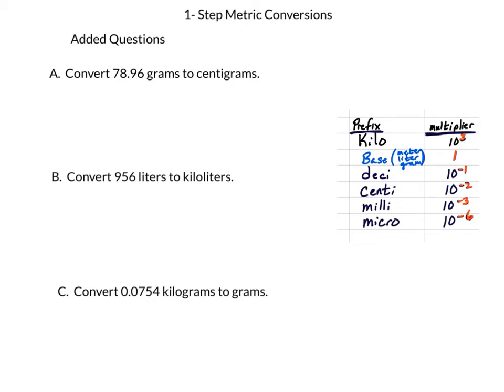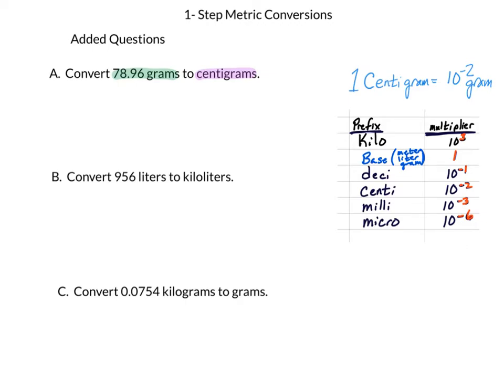Okay, so we're going to start with what we know, which is that we have 78.96 grams of whatever the substance is, and we're going to convert that over to centigrams. So those are our two parts that we need to know, and we're going to go ahead and write our ratio on the side. Here we see that 1 centigram is equal to 10 to the negative 2 grams, so we write that up here.